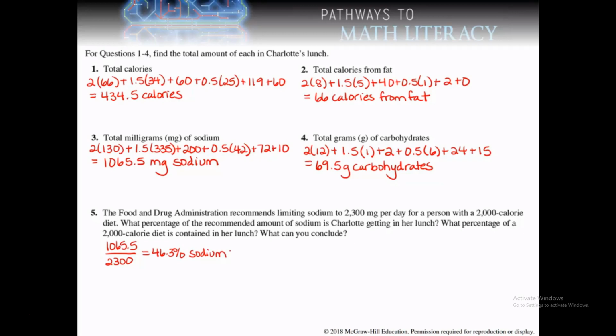What about for calories? Well, this lunch has 434.5 calories out of a standard 2,000 calorie day, and that comes out to 21.7% of her daily calories. So it looks like if this is only 21.7% of her calories, but it's already 46.3% of her sodium, this lunch is very high in sodium.